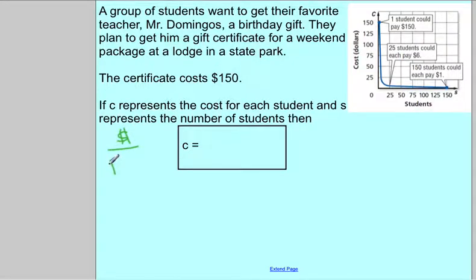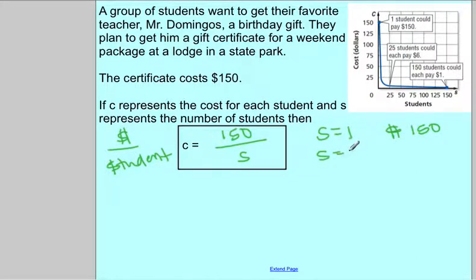If I want to figure out the cost per student, we want to figure out the dollars per student. The amount of money is $150, divided by the number of students, which is S. So my function is 150 over S. Let's think about it. If there's one student, that one person is going to pay $150. So if I graph this, I have 150.